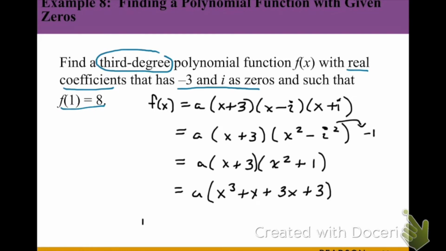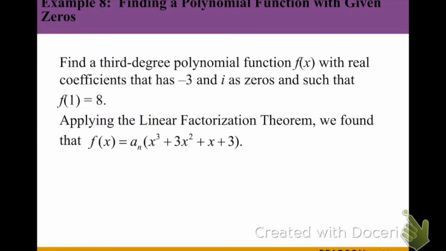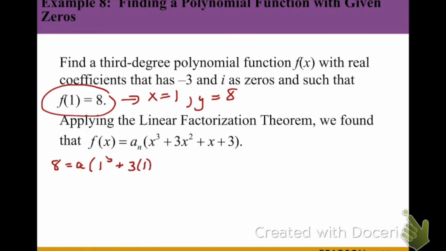And then I'm just going to FOIL our 2 binomials together, giving us a times x cubed plus 3x squared plus x plus 3. And so we can use this to help us find the a value, since we still need that. Remember, our last thing that we really needed to know was that f of 1 is equal to 8. Well, we can think of this as x is 1, then y must be 8. And so I'm going to plug in the 8 for the f of x, and then 1 for all the x's. And then we can go ahead and solve this, and solve for a.